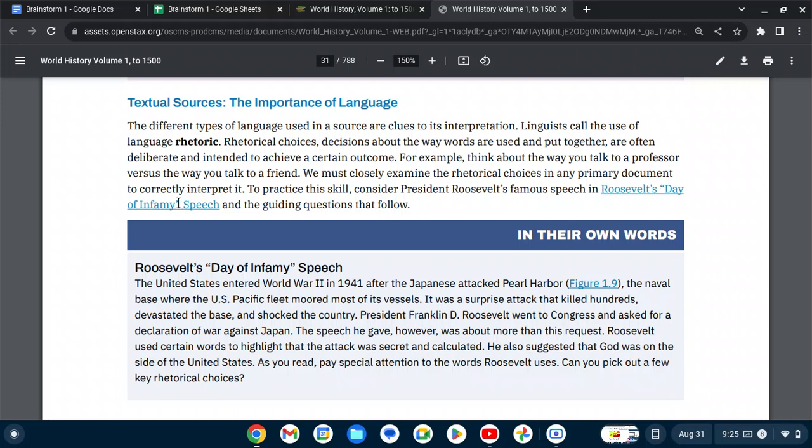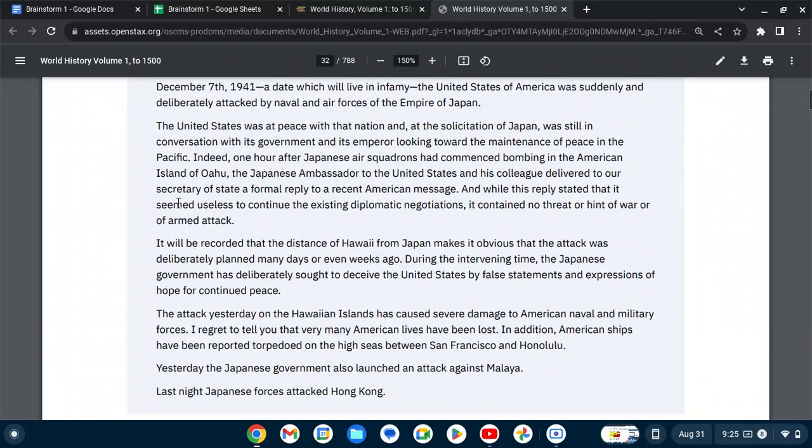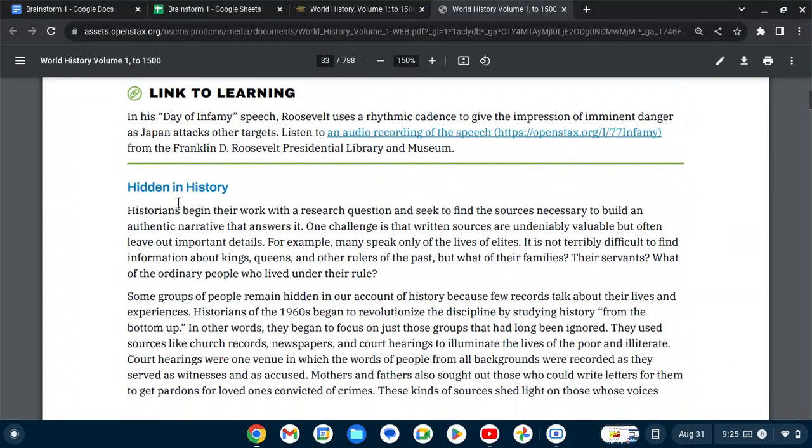To practice the skill, consider Roosevelt's famous Day of Infamy speech and the guiding questions that follow. In his Day of Infamy speech, Roosevelt uses a rhythmic cadence to give the impression of imminent danger as Japan attacks other targets. Listen to an audio recording of the speech.